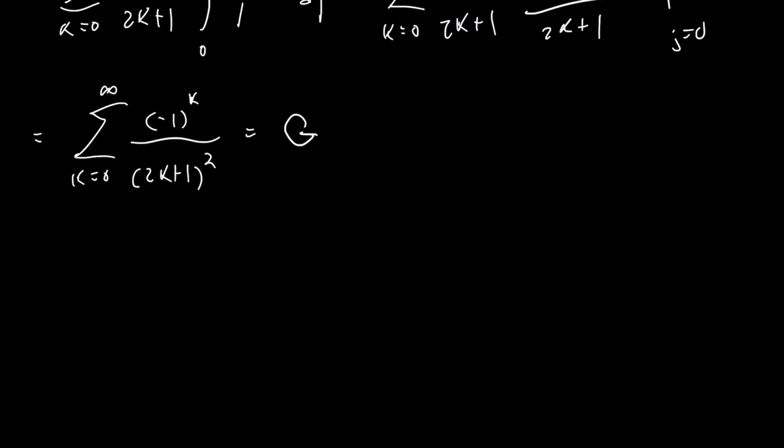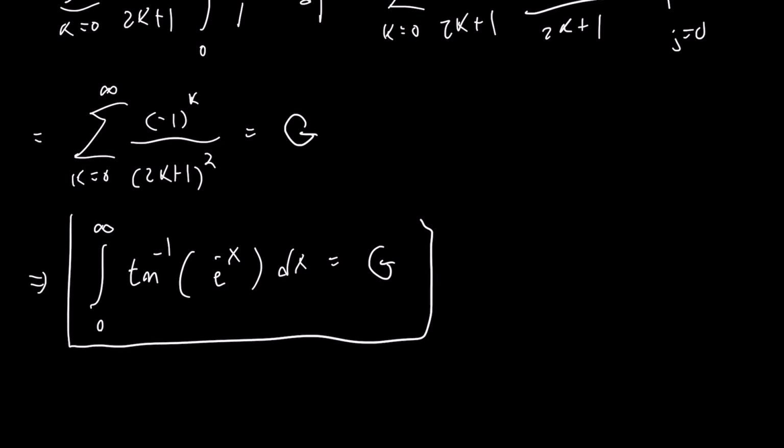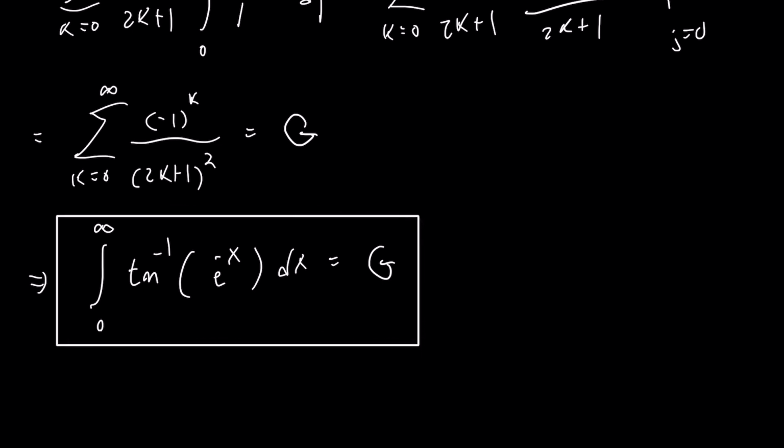So in the end, we have that the integral from 0 to infinity of the inverse tangent of e to the minus x dx is G, Catalan's constant. And this is the final result.